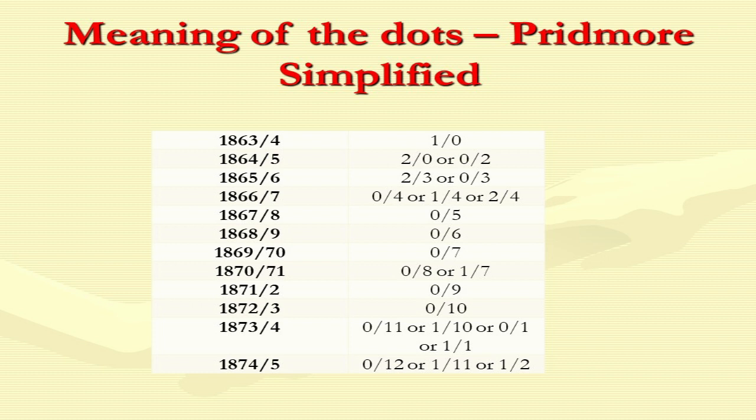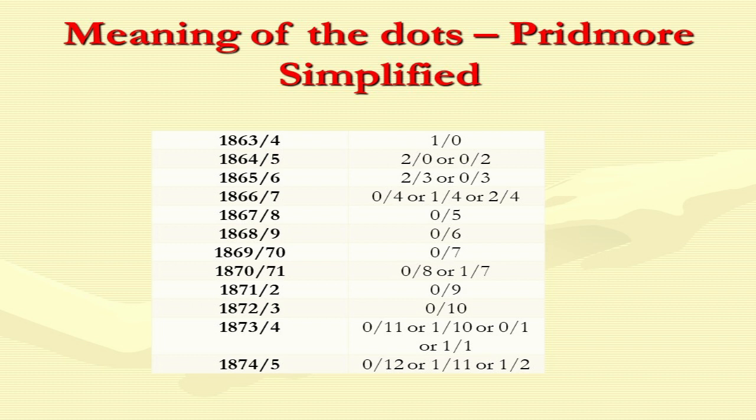So what they said was, here are the dates and here are the dots. 1 dot at the top and no dots at the bottom meant 1863. And you can see, I won't go through all of them, but I'll just choose a few. So here, no dots at the top and 4 at the bottom, or 1 at the top and 4 at the bottom, or 2 at the top and 4 at the bottom, all mean the same thing. I don't like the feel of that, you see.